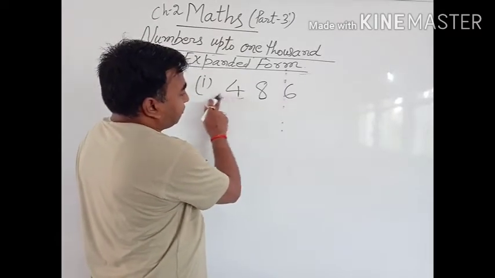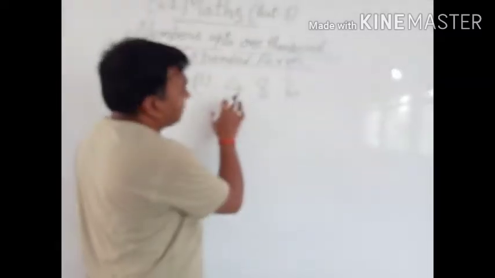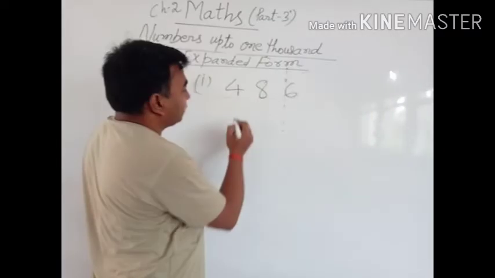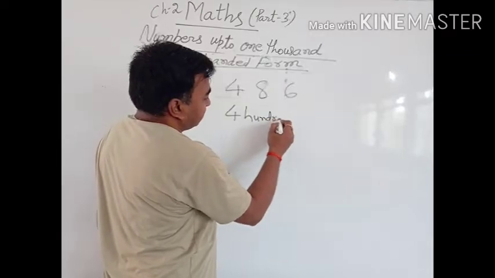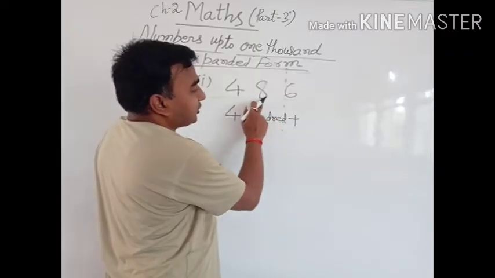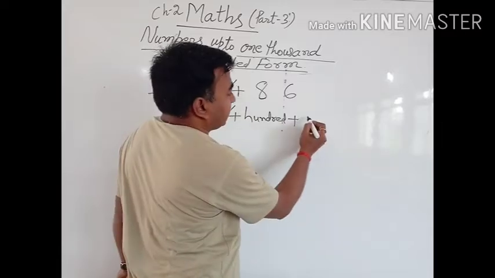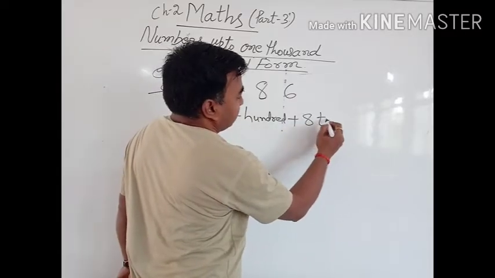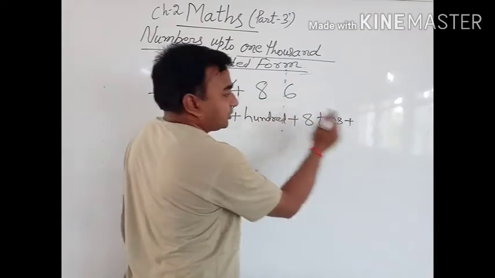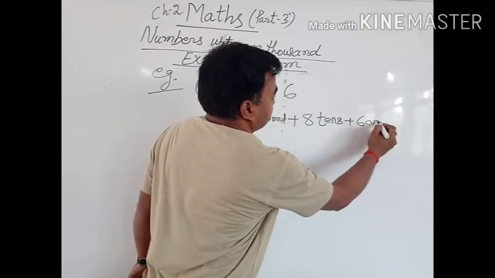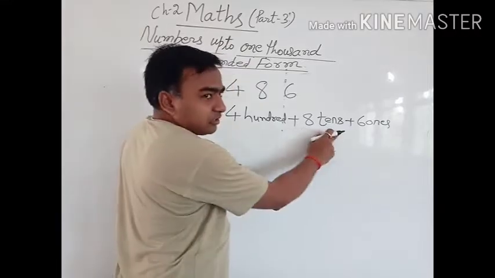What is the place of this 400? We can write 400 plus. What is the place of this 8 tens? We can write 8 tens plus. What is the place of this 6 ones? We can write 6 ones. This is the first method. This is the first way.